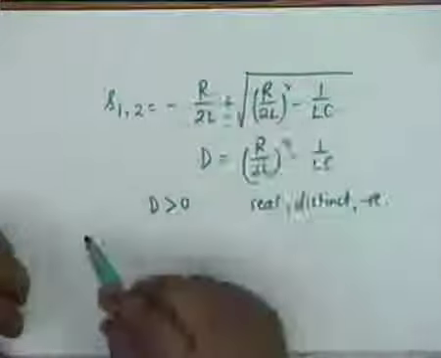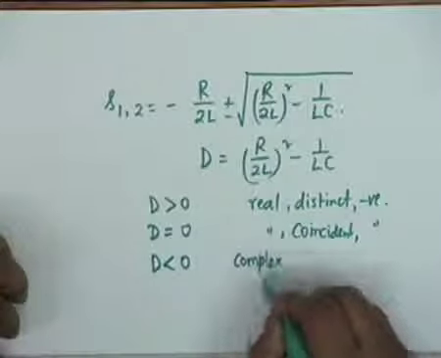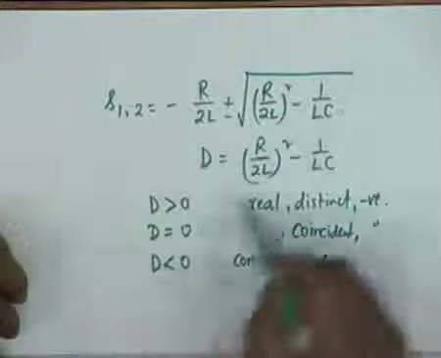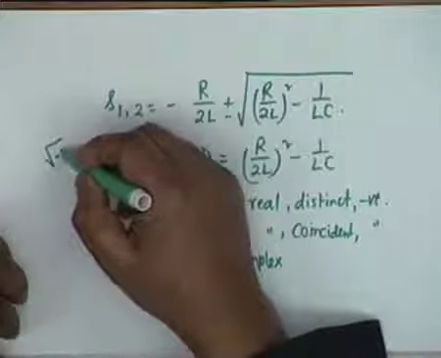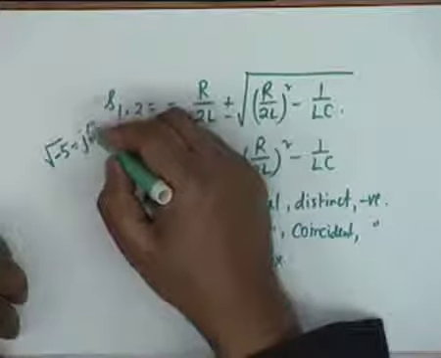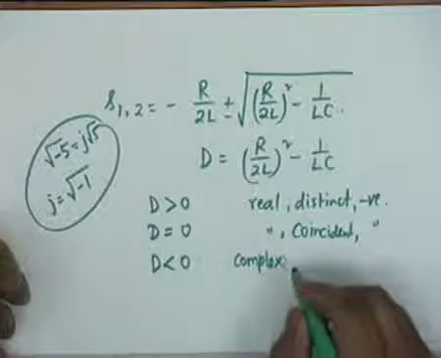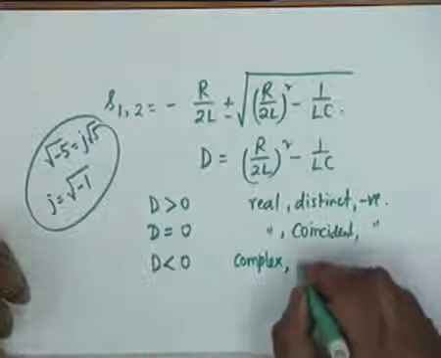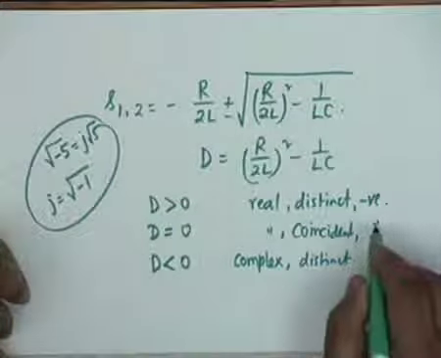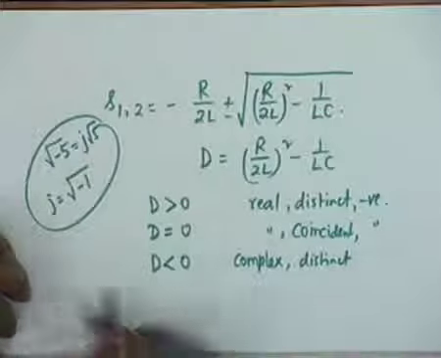Okay. If D is less than 0, these roots are complex. Why complex? Because there is a real part and D is less than 0, so this will be j times, okay, square root of minus 5 is j times square root of 5, where j is equal to square root of minus 1. Alright. So you will have minus a real quantity plus or minus j times another real quantity. So it will be complex, distinct. We can't say positive or negative. Conjugate here.